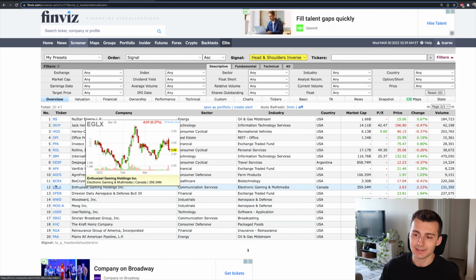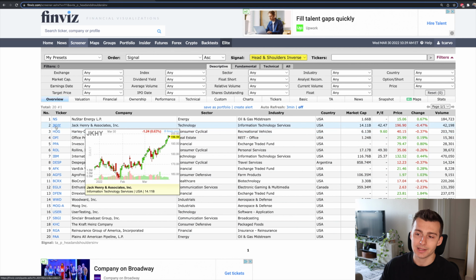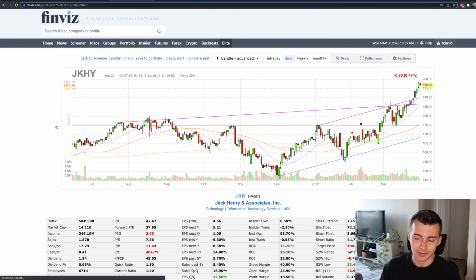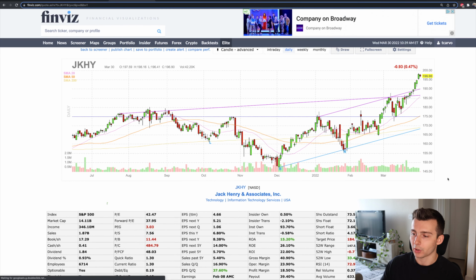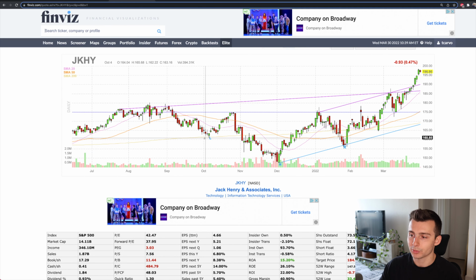One of the ones I'll use as an example here is, let's just say JKHY, Jack Henry Associates. And boom, here you go. Here's the chart. So Finviz gives us a left shoulder right here. We have our head right here, our inverse head, and then our right shoulder right here.